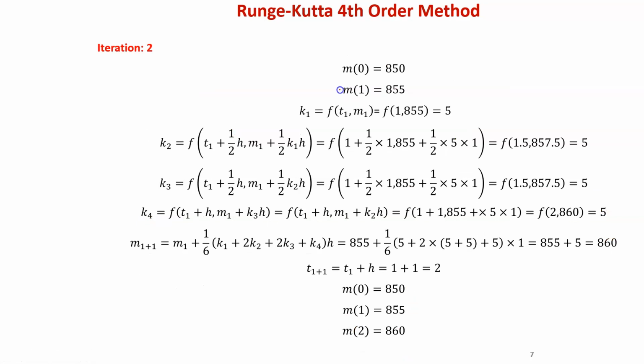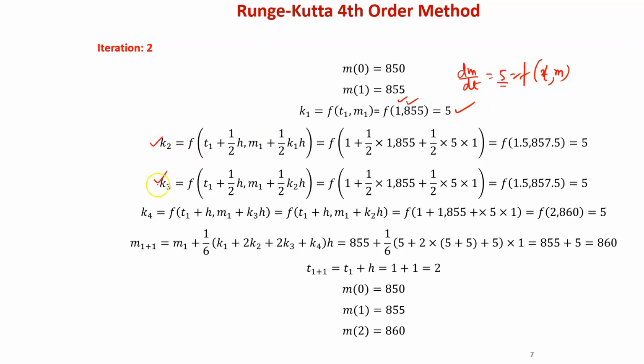Iteration 2, in a similar way. Now k1 will be f of t1, m1. So t1 is 1 and m1 is 855. Now again that is a constant value, because we know dm/dt is equal to 5, which is equal to f of t and m. So that is a constant value. Again we will get the constant value 5.